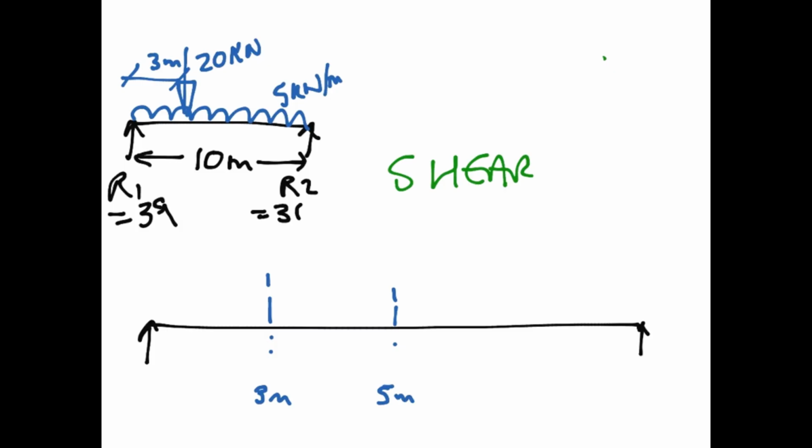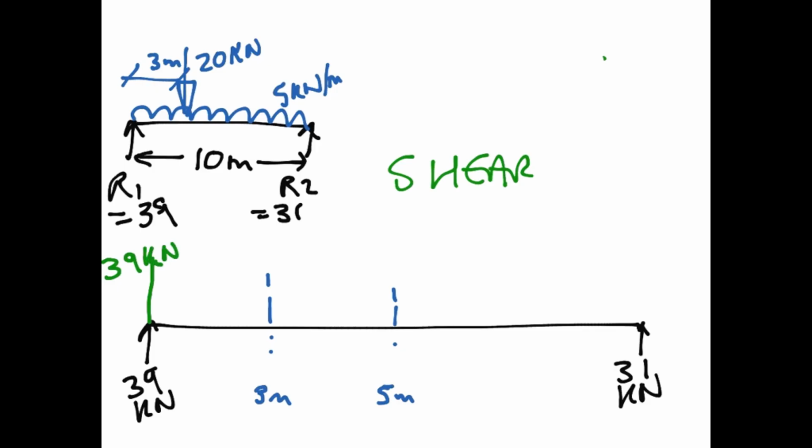So we know that we've got 39 kilonewtons over here, and 31 kilonewtons over here. We know that the shear force is a pin on a simply supported structure, it's not continuous. We know that the reaction there will be equal and opposite, so that's 30 kilonewtons.